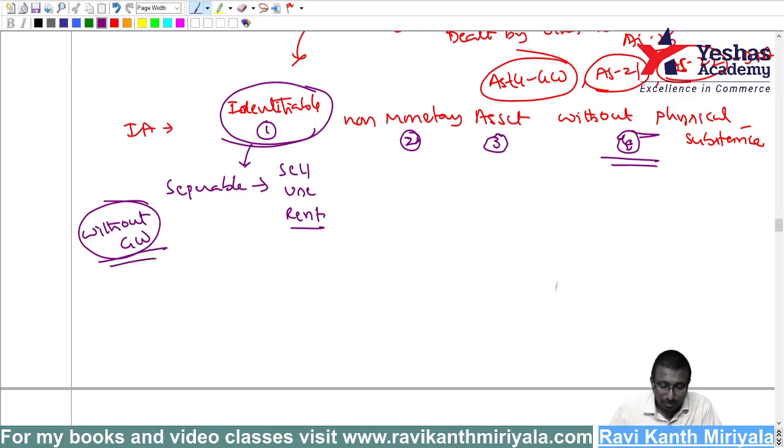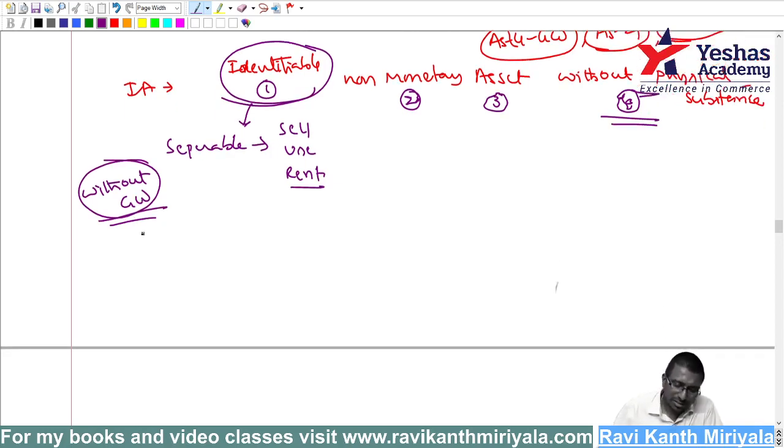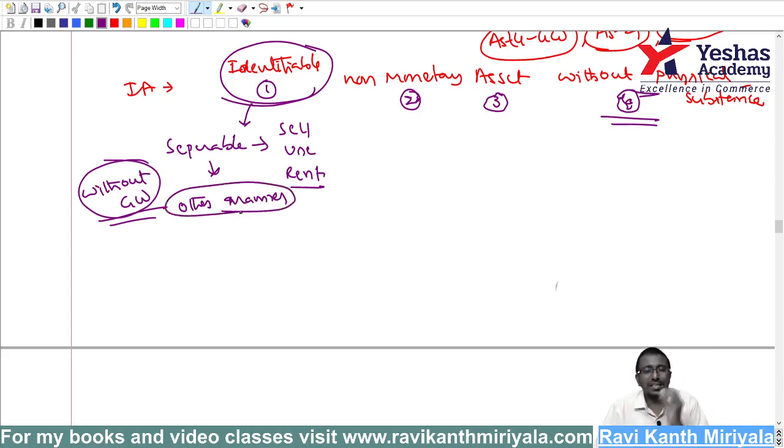So what can be separable is identified. Separability is not always the only matter; if there is any other logical manner in which it can be said to be separable, then also it is fine. You have to ensure it is a separable, identifiable asset.